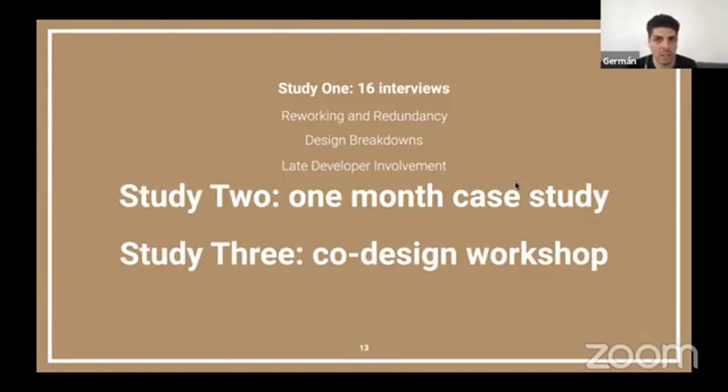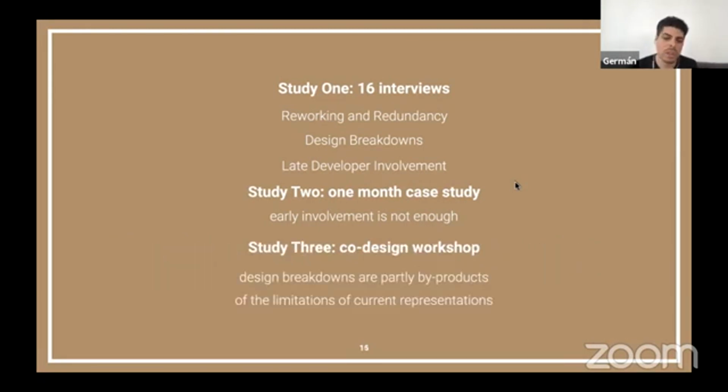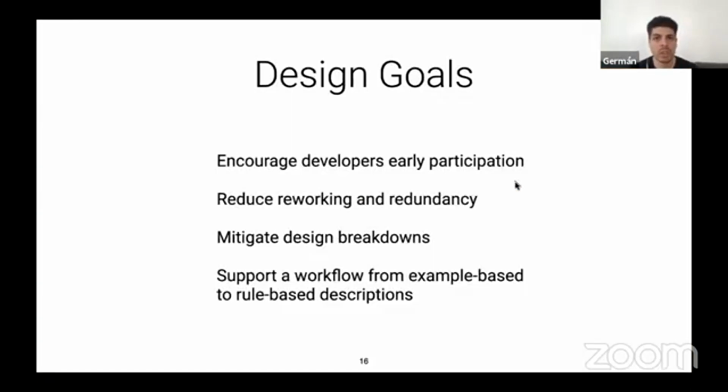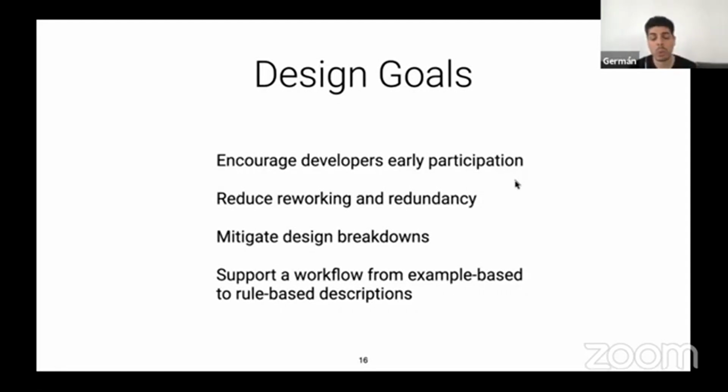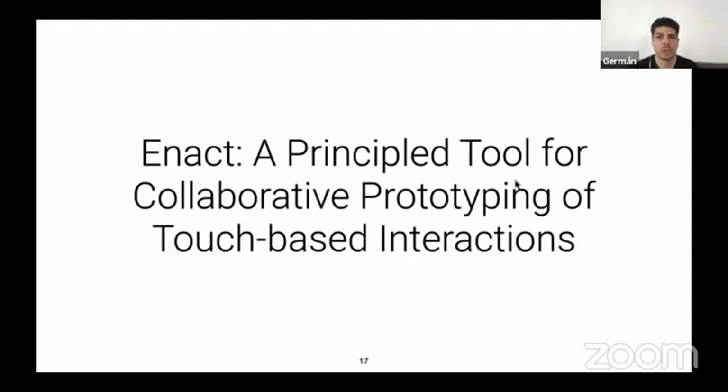That was the reason for our second study. And what we found is that while it helps, it was not enough. So we conducted a 3rd study to understand better what causes these design breakdowns. And we found that breakdowns are partially byproducts of the limitations of the current representations. With these empirical findings, we established 4 design goals for the creation of a new collaborative tool for prototyping interaction that will encourage developers to participate early, reduce reworking and redundancy, mitigate some of the design breakdowns, and go from examples to rules. We scoped the project to multi-touch interactions on a mobile device and created Enact.